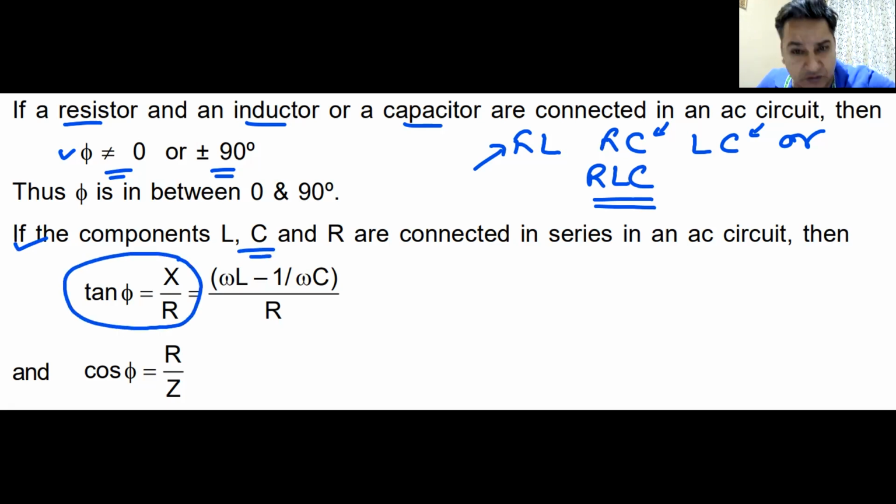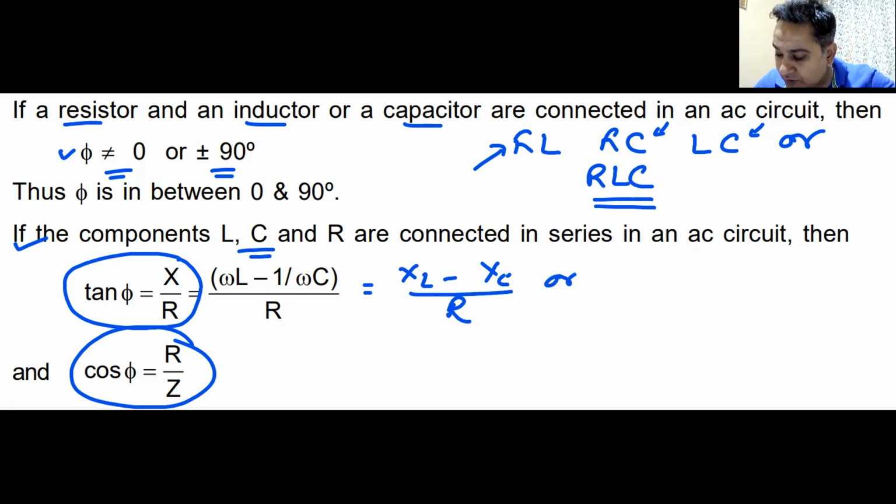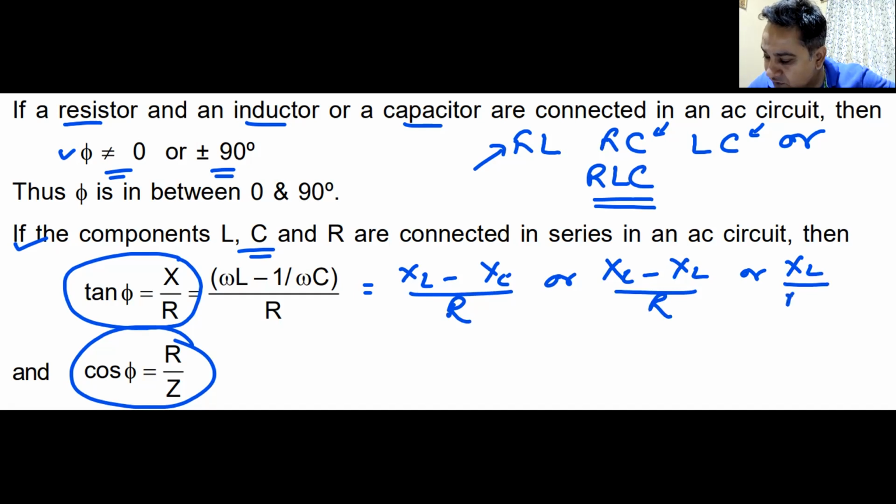And remember, tan of phi, I have already discussed, is X by R, where X is your reactance. Now this reactance you will have to find out. But in any case, your cos phi will always be equal to R by Z. Here they have written the formula as XL minus XC divided by R. It could also be XC minus XL divided by R. It could also be XL divided by R. It could also be XC divided by R. In which case it is what? That we will see right now.